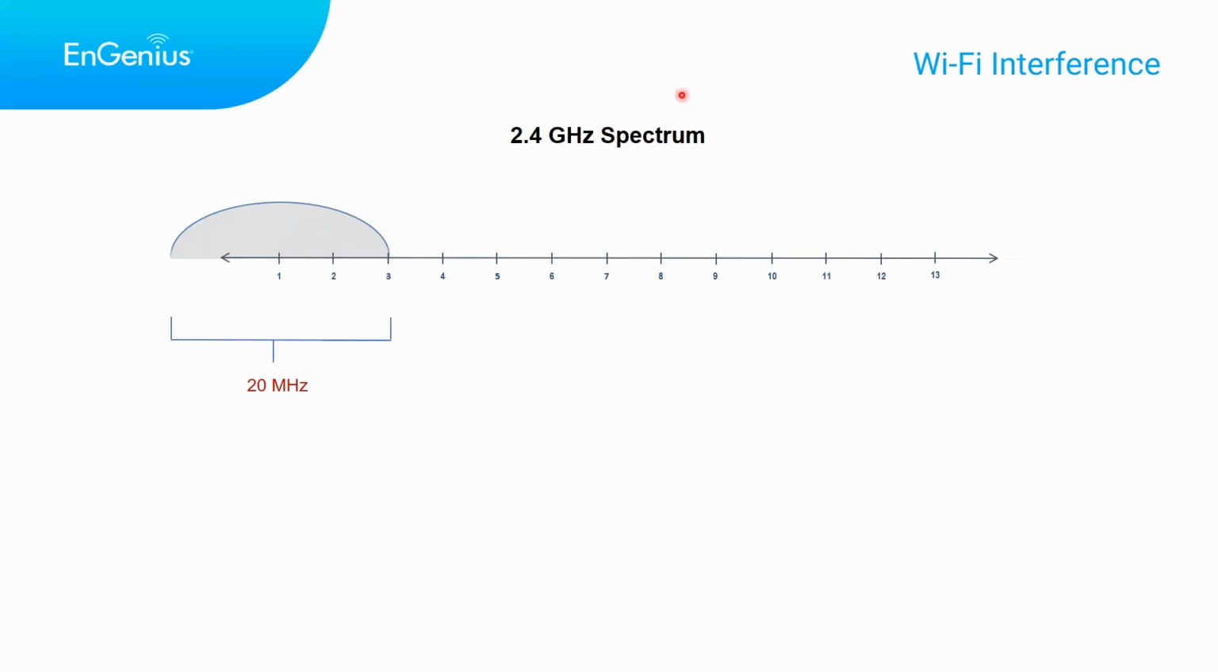Now, again, for 2.4 gigahertz, for example, channel 1, let's say you're going to deploy multiple APs. What are the recommended channels that we advise? So you can deploy channels 1, 5, 9, and 13. Sorry, I missed one slide.